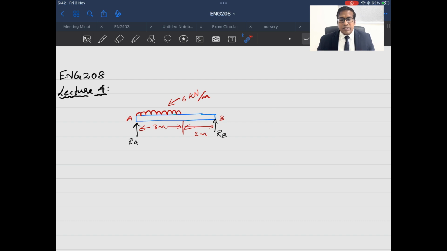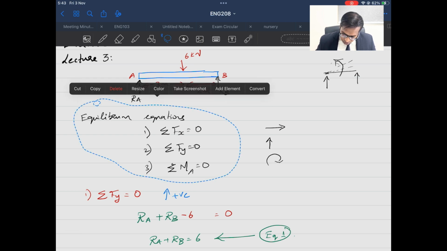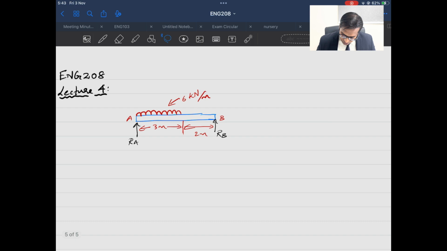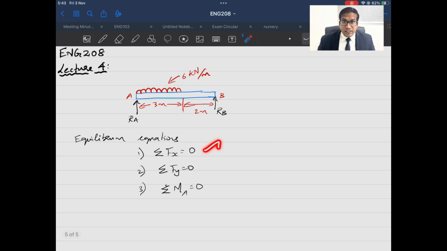Now, like I said in my previous lecture, to solve any reaction force problems, we have to use equilibrium equations. So the equilibrium equations in 2D, I will just copy it from my previous lecture. It will be three things: summation of force along the x-axis is 0, summation of forces along the y-axis is 0, and summation of moments is 0.